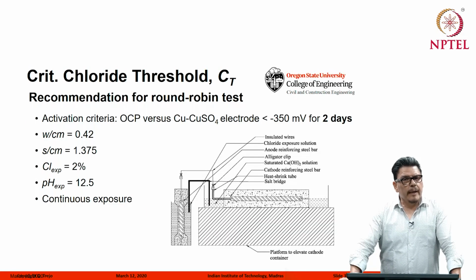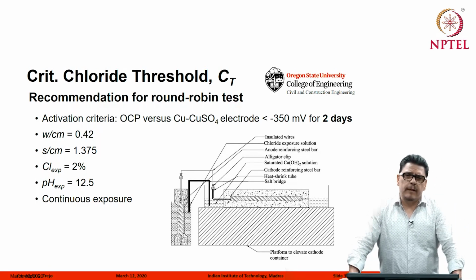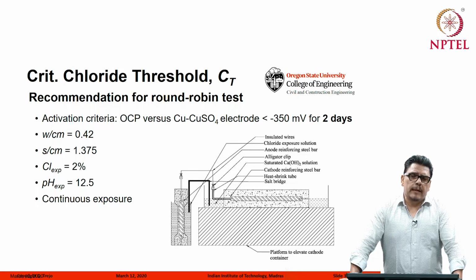So what did we recommend? We recommended that the test be performed with a 0.42 water cement ratio and a sand to cement ratio of 1.375, an exposure solution of 2%. The pH of the exposure solution for the anode should be 12.5, and we recommended continuous exposure.